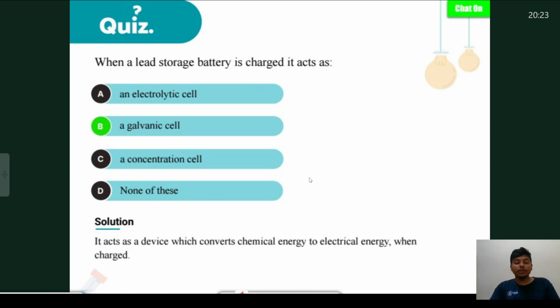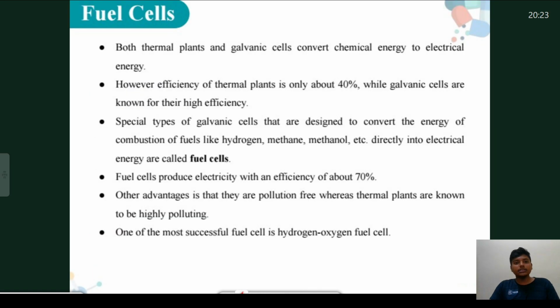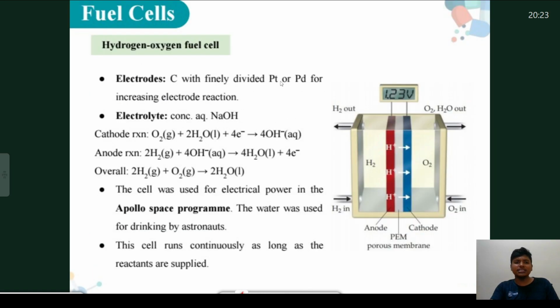It will act as a galvanic cell. Yeah, it will give electricity. The reaction is giving electricity. Next, this fuel cell actually is not there in your syllabus, but remember, fuel cell means hydrogen-oxygen cell.